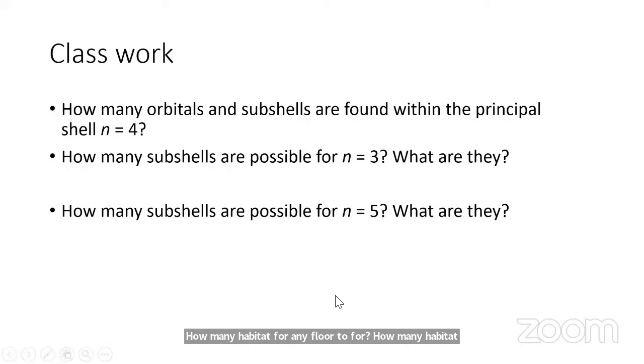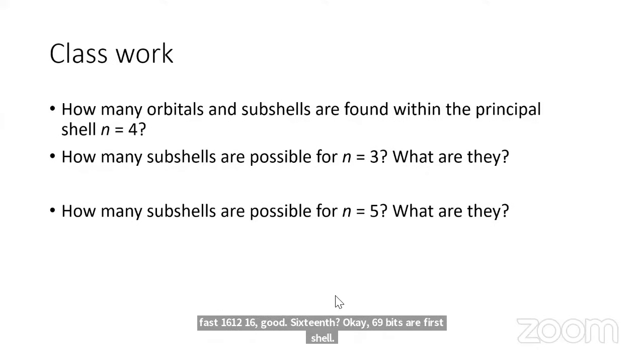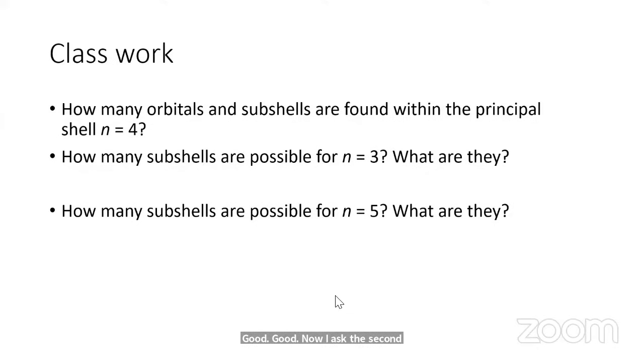Quickly, I'm going to the chart now. Good. Akinde Ezekiel, I have you. Adioyen, Joseph, good. 16, okay, 16 orbitals, 4 shells, good. Good. Now I have the second question. We have more than 2 questions there.